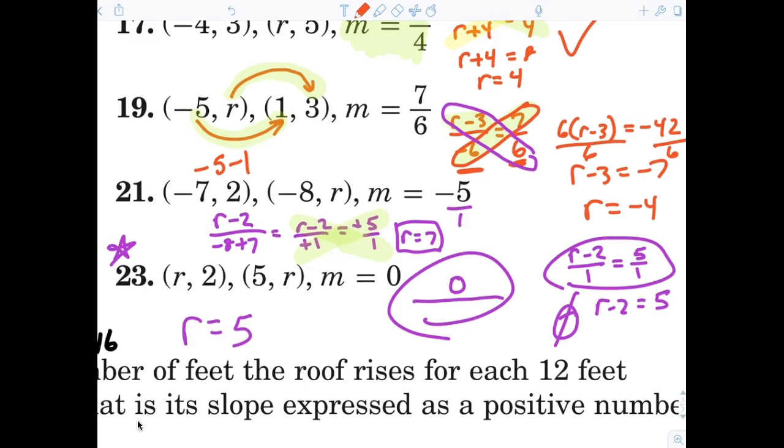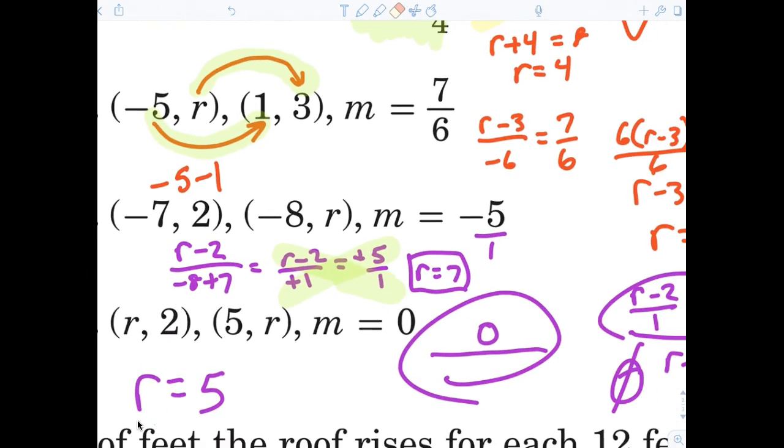Now, on 19, what I like to do is try to keep the variables positive. So what I did was r minus 3 over negative 5 minus 1. Well, I know what negative 5 minus 1 is, and you do too. So it's okay to just say over negative 6 equals 7/6. Does anybody have any issues with that?